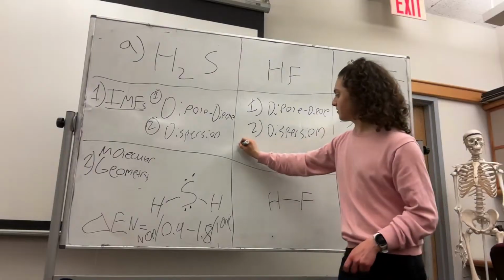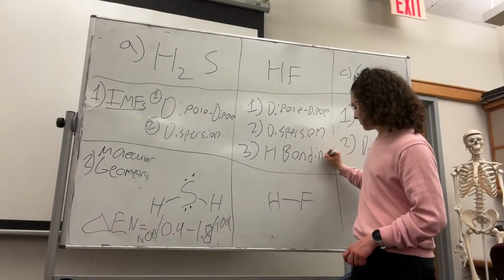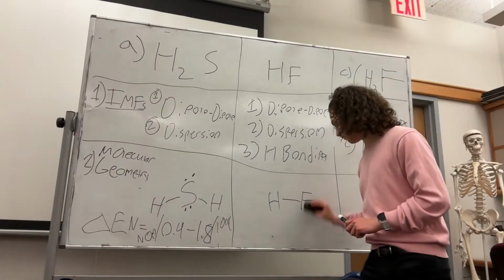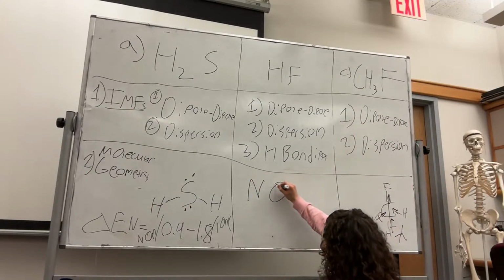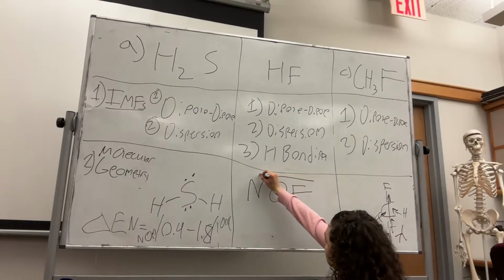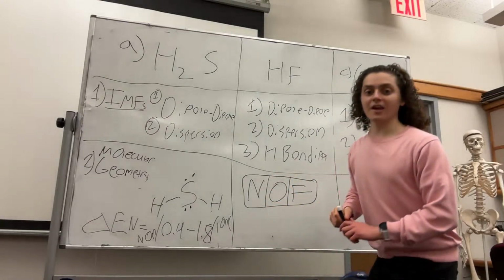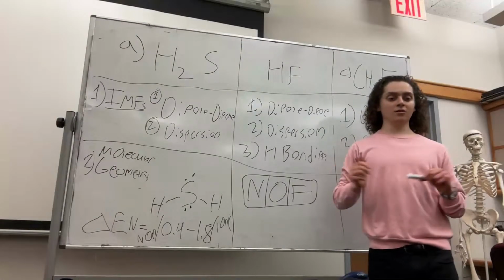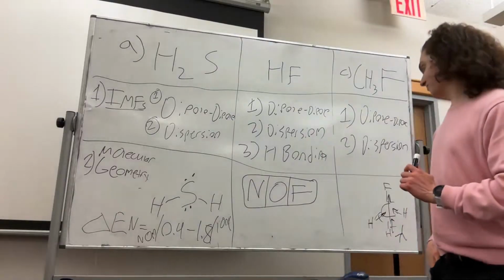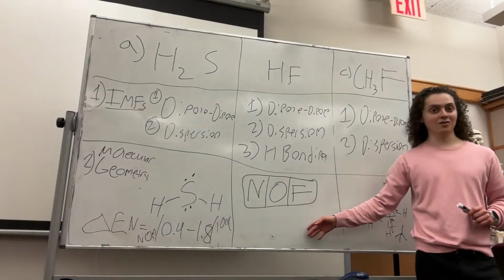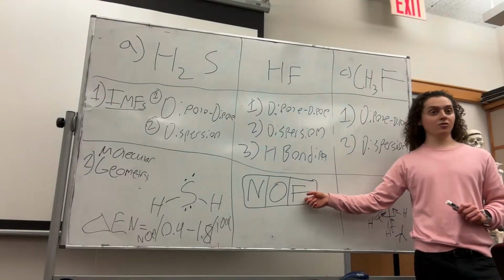but 3, H bonding. And you need to memorize N, O, and F. Those are your hydrogen bonders and nothing else. So if you're given something like HI or HBr or HCl, no hydrogen bonds. But whatever you want to do to memorize NOF for hydrogen bonding, these are the only ones that can do it.